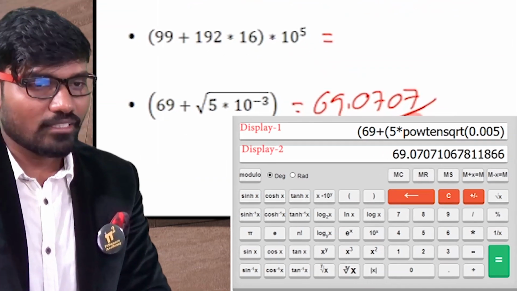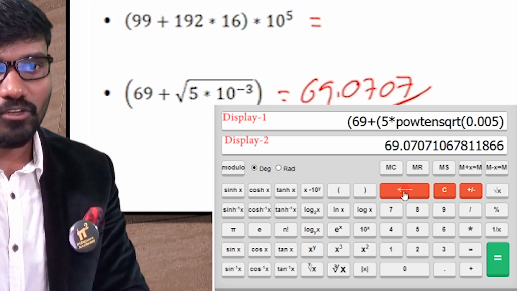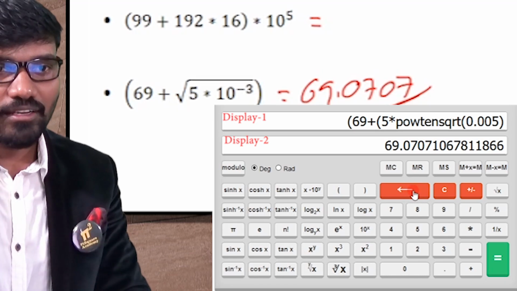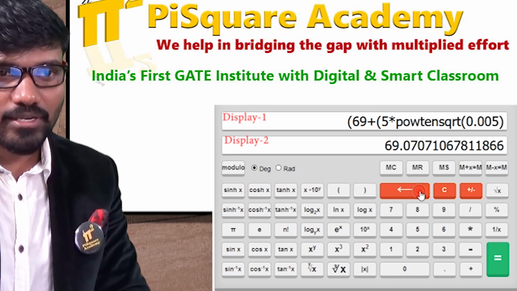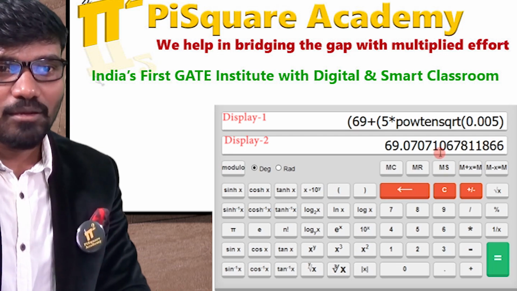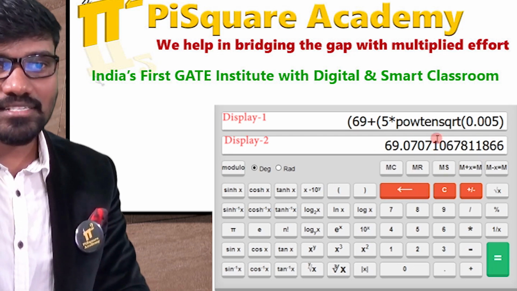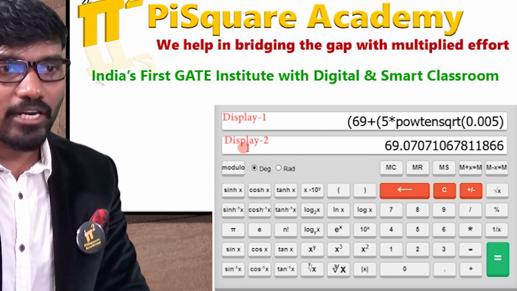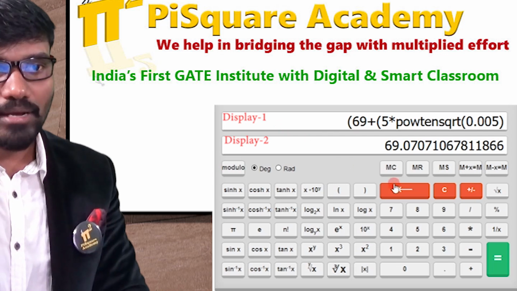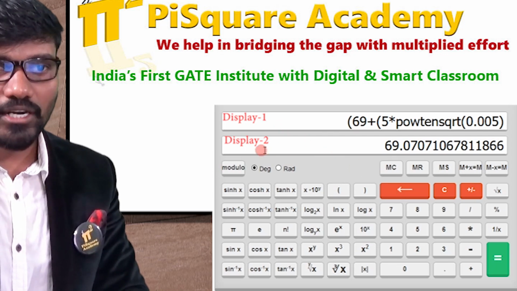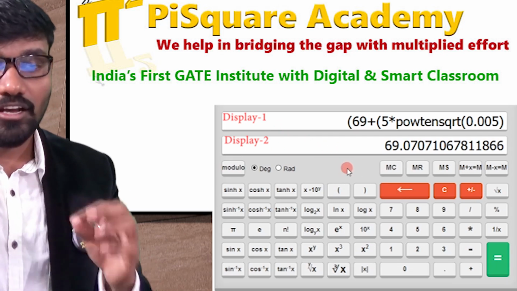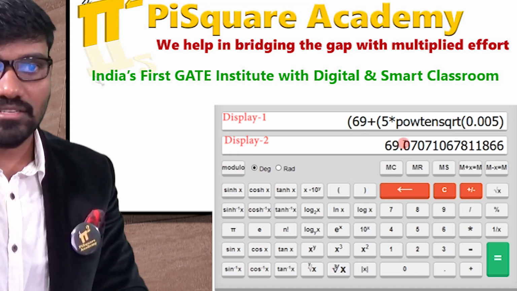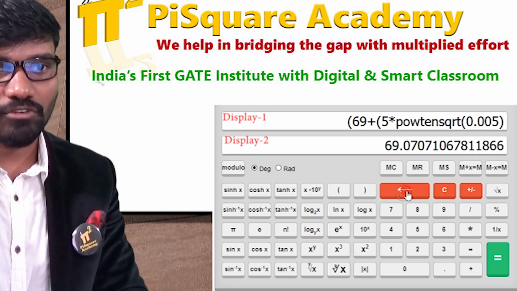69.0707. Here, let me explain the function of backspace also. Suppose you want to make some corrections, let's use backspace. I'm clicking backspace, but nothing is moving because this is the result. In the result, backspace won't work. Backspace only works with display 2 and on the numeric entries you made, not on the result. This is the result, that's why backspace won't work.